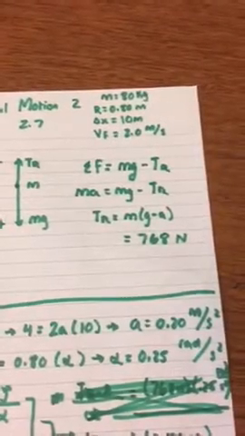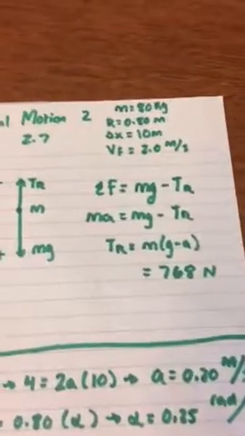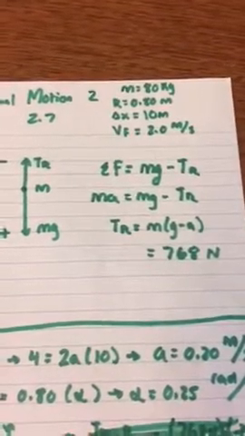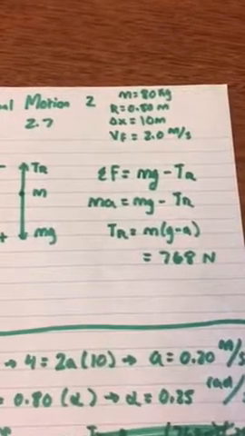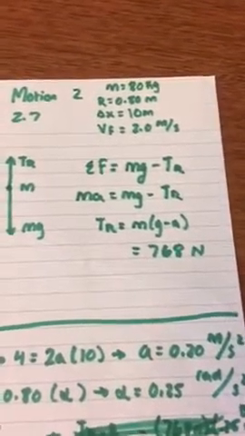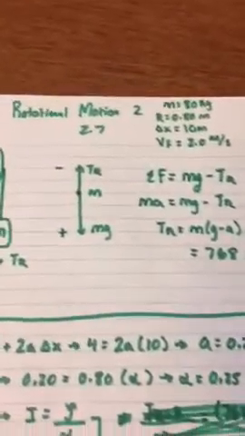So multiply that 0.20 meters per second squared times our mass, and that gives us ma. Essentially we get T_R is equal to m times (g minus a), which will give us 768 newtons. This is going to be our tension of the rope, which we're going to need in the future.